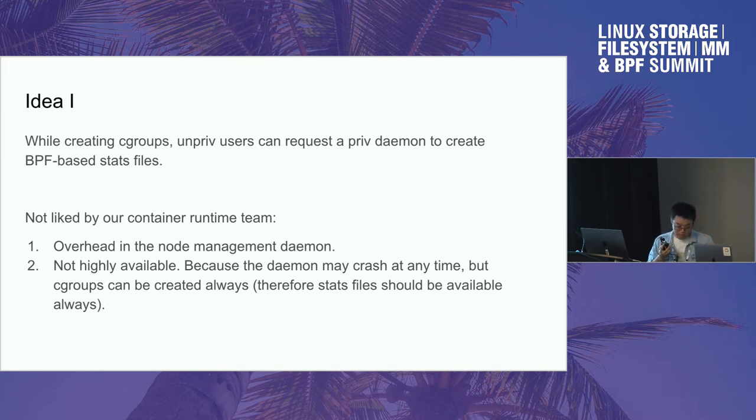To solve this, we already had some ideas. The first idea is to have a dedicated daemon that implements a service interface. When the jobs want to create a cgroup, they can send a request to the service saying, hey, I'm creating a cgroup, can you attach and pin to create this BPF-based stats file for me? Then we can get the stats by reading the files. But this idea is not liked by our container runtime team. The reason is that we would add code in their daemons, which adds overhead, and they have to implement this service. The second problem is that the daemons will not be highly available. They could crash at any time, which means that even if you can create a cgroup, there is no guarantee of the corresponding stats files. So those are our two problems, and the container runtime team doesn't like it. I just have some questions.